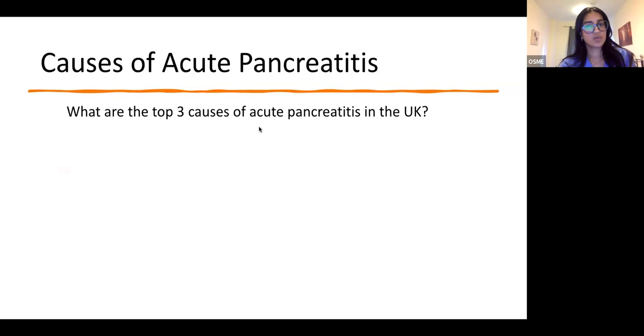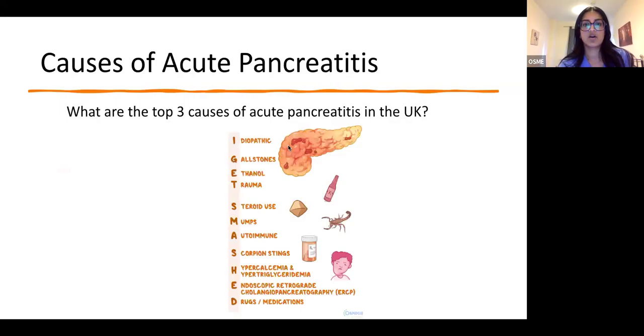So what are the top causes of acute pancreatitis? So it's I GET SMASHED. Classic ones are gallstones, ethanol, and the rest of them. I think important ones would be hypercalcemia and hypertriglyceridemia, also ERCP. So just remember the main ones. Yeah, okay, cool.